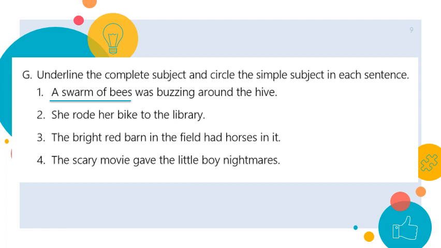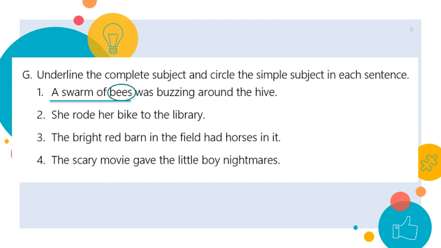Okay, now what is the simple subject? When we say the simple subject, it's the main noun or pronoun in the complete subject. So I have to look among these words, a swarm of and bees. Which one of them is the simple subject? And pay attention, the simple subject, I cannot remove it because it will affect the meaning of the sentence. So where is the simple subject here? Here I am mainly talking about the bees. So bees is the simple subject.